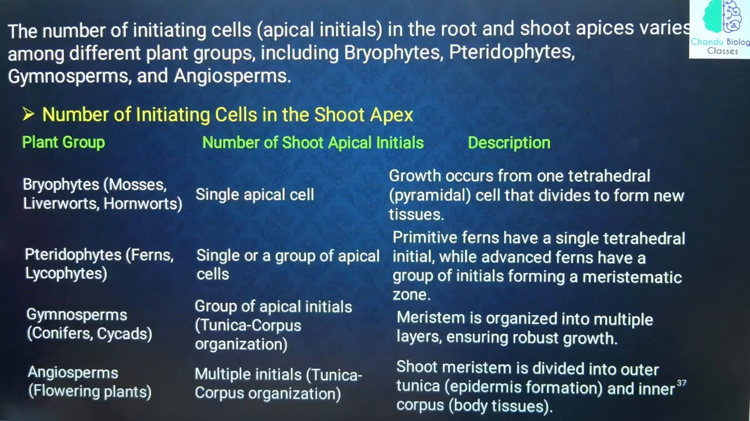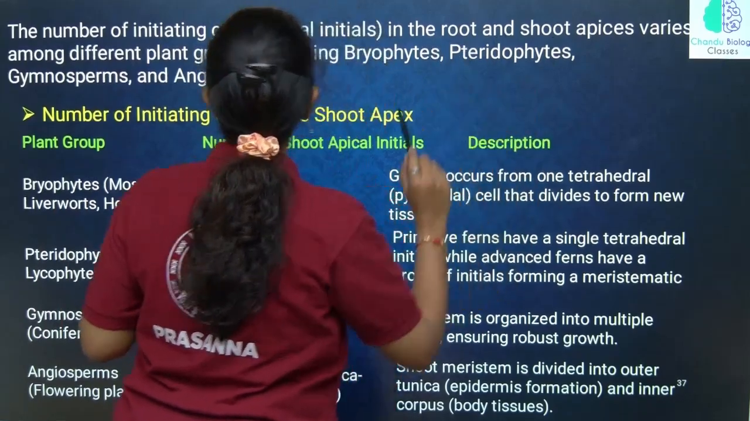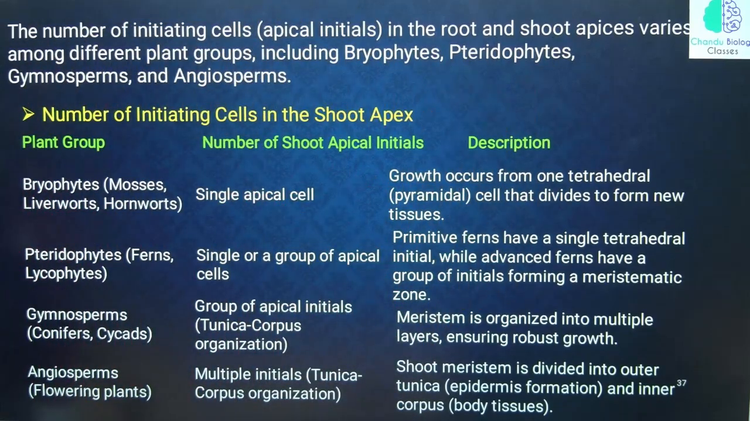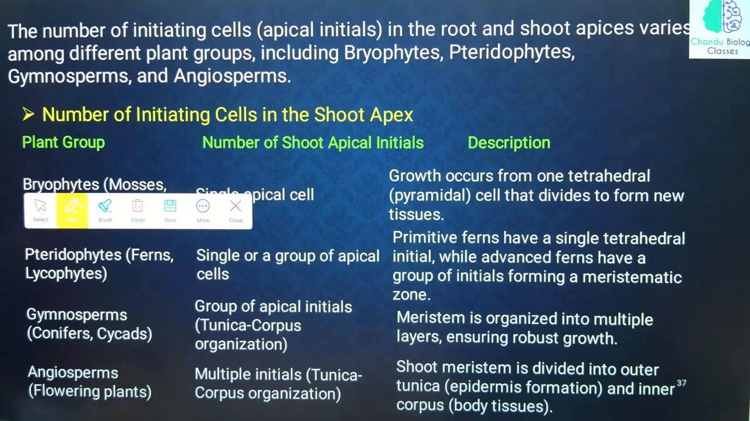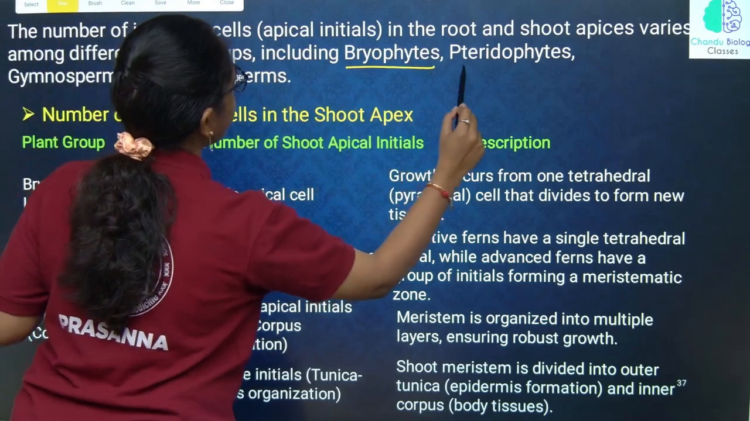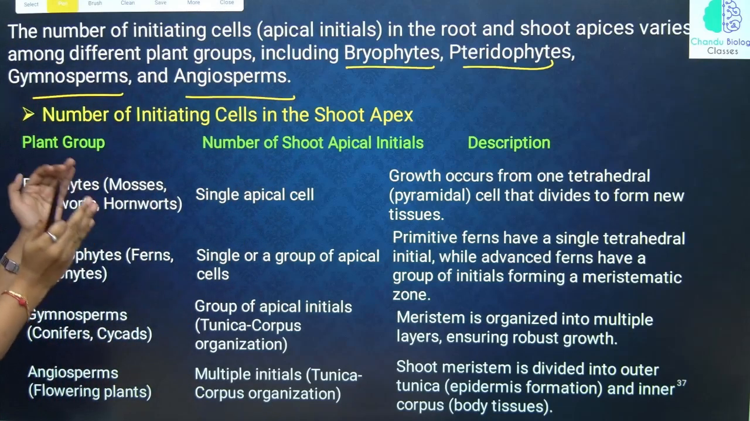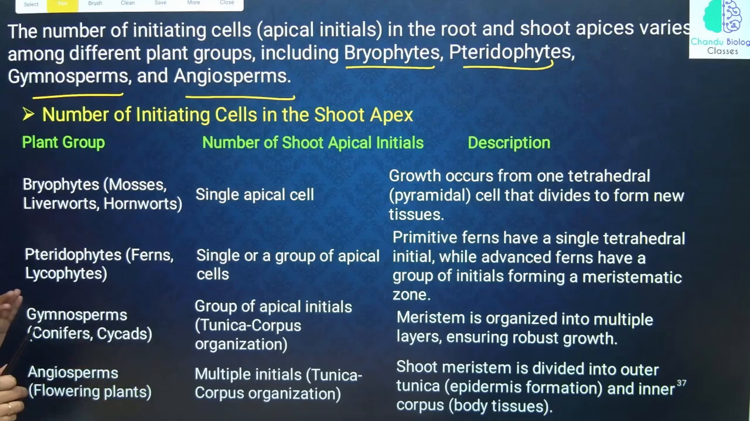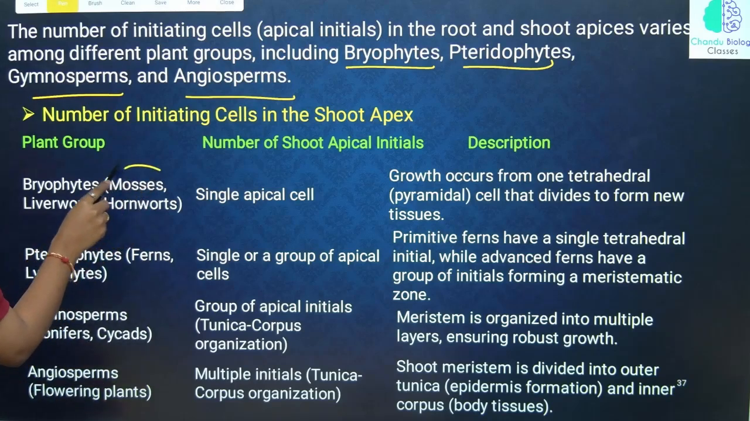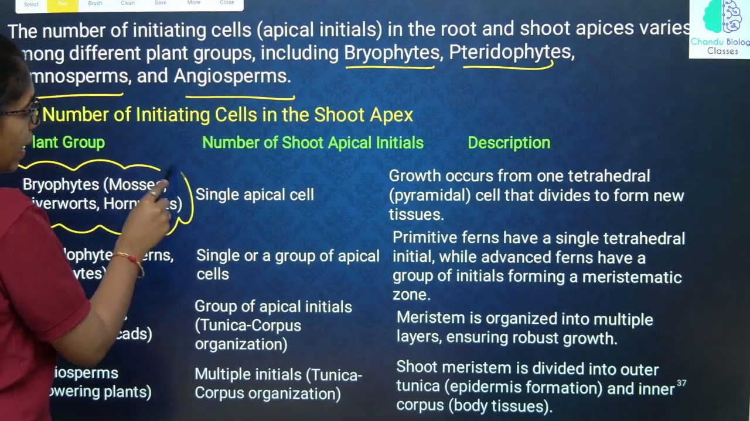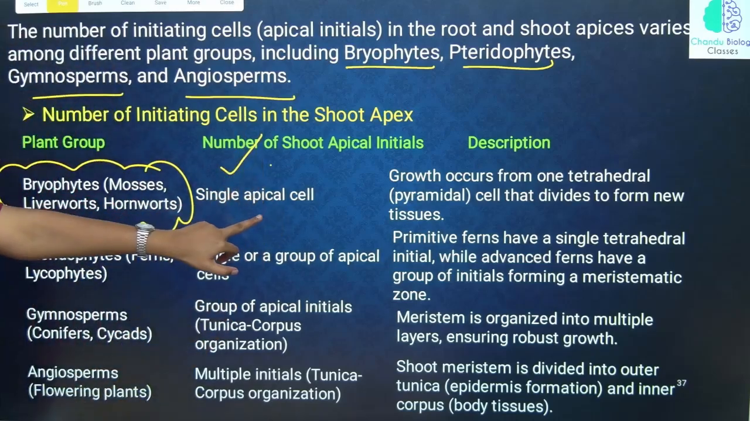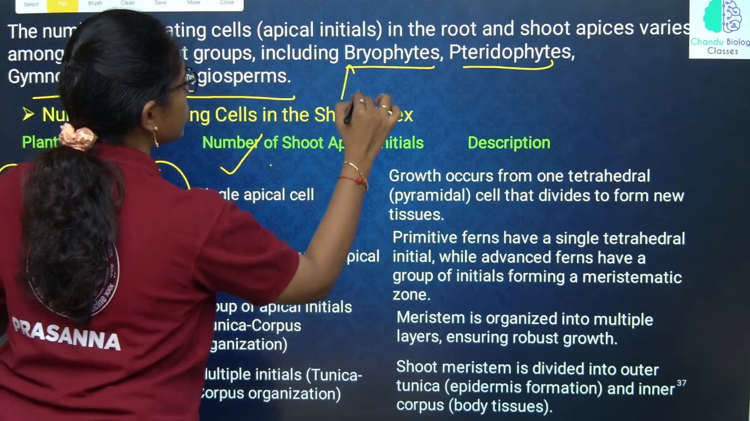Lastly, we look at the number of initiating cells or apical cells in root and shoot apices. The number of apical cells in both root and shoot apices divides plants into groups like bryophyta, pteridophytes, gymnosperms and angiosperms. Based on the number of root and shoot apical cells, they are differentiated. For example, in bryophytes and liverworts, which are primitive plants, only a single apical cell is present. This chart is very important.